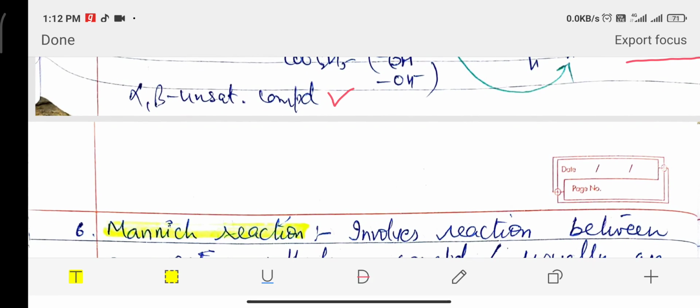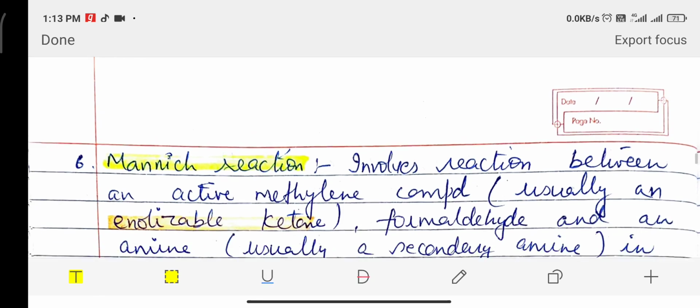So this is all about the Knoevenagel reaction. In the Knoevenagel reaction, aliphatic or aromatic aldehydes or ketones react with compounds containing the active methylene group, and then we get the alpha beta unsaturated compound. So next is the Mannich reaction.